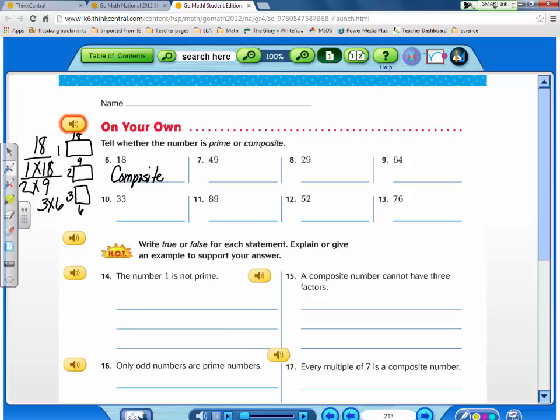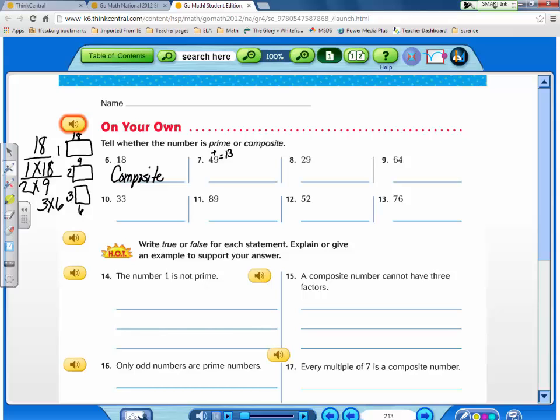Let's look at 49. Let's use the divisibility rule method. It is not divisible by 2 because it is not an even number. If we want to check for 3, we would do 4 plus 9 equals 13. 13 is not divisible by 3, so it's not divisible by 3. It is not divisible by 4 because the closest multiple of 4 would be 48. It is not divisible by 5 because it does not end in 0 or 5.